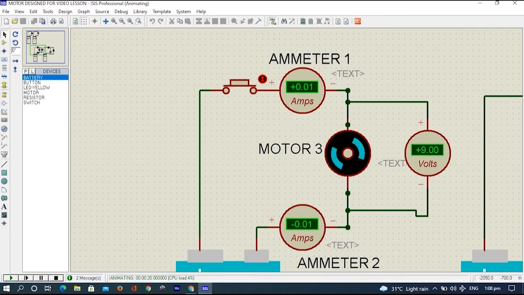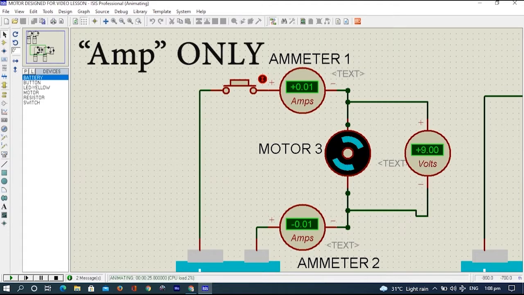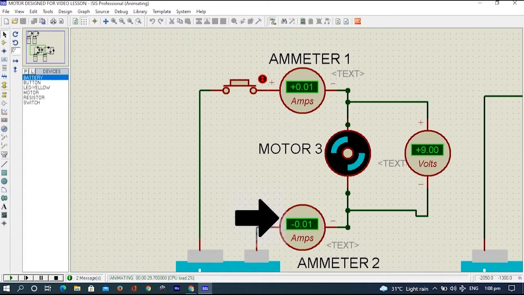Now, if you notice, we have here a current of positive 0.01 amps, and we have here a voltage of 9 volts. And the second ammeter shows negative 0.01 amps, meaning our ammeter here is connected wrongly. Okay. Now, if the current is low, meaning there is something here that reduces the flow of the current. What do you think it is? Right, it is the resistance.